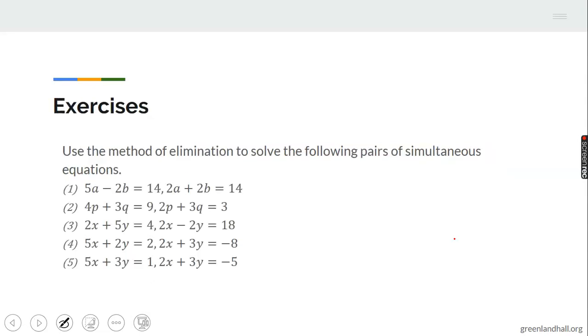Now, look at those exercises. Use the method of elimination to solve the following pairs of simultaneous equations. So, try to lay hands on them. Use elimination, not substitution.